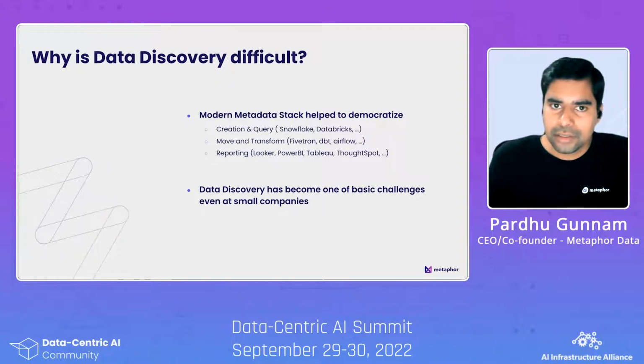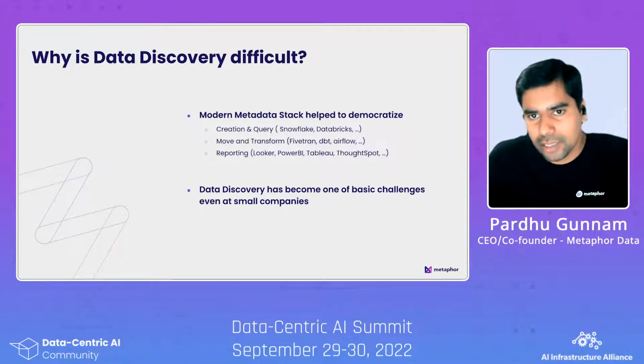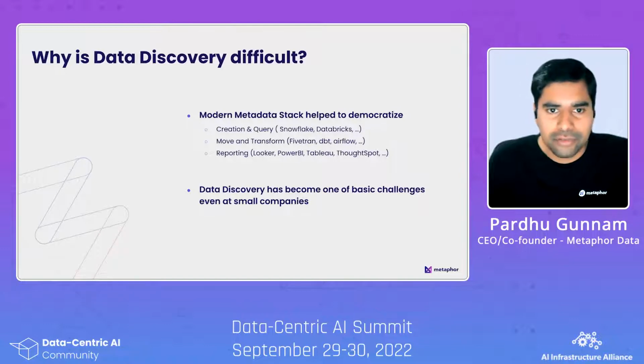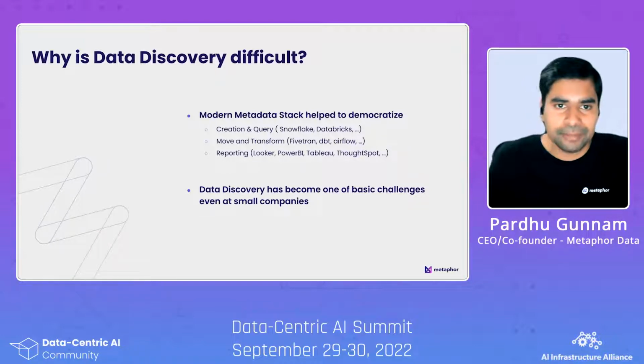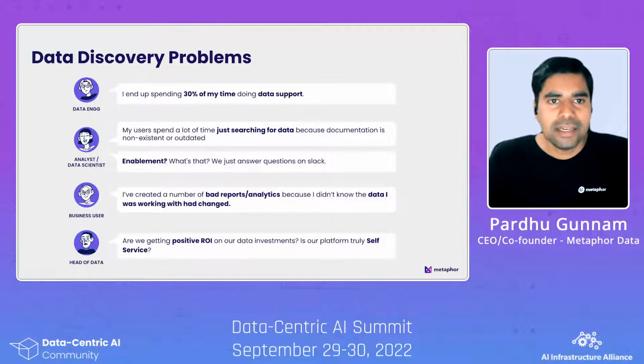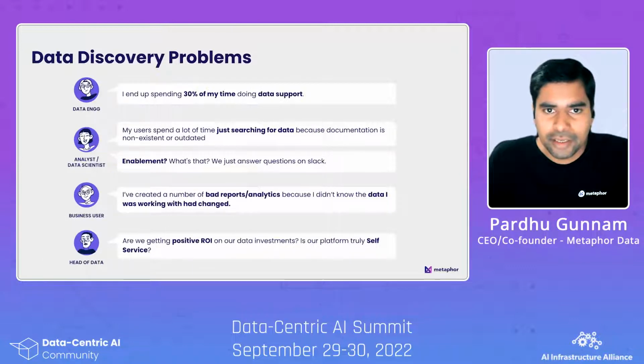Even this, which used to be just a big company's problem, has also transformed into a small company's problem, where there are thousands and thousands of data assets created to drive the business based on the data. We see the data discovery problem.